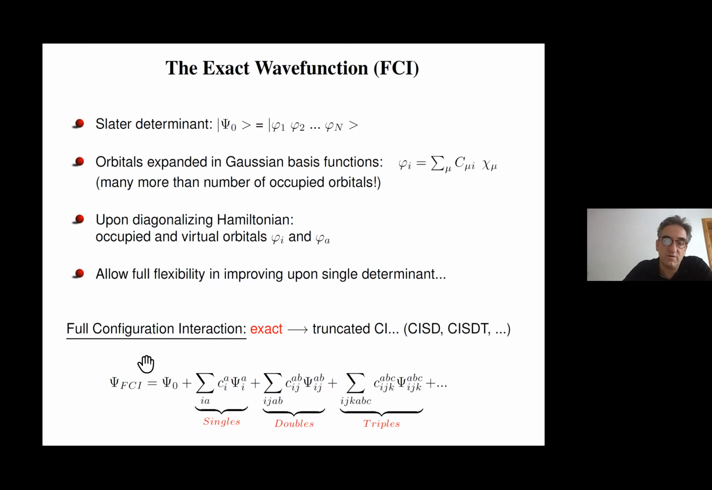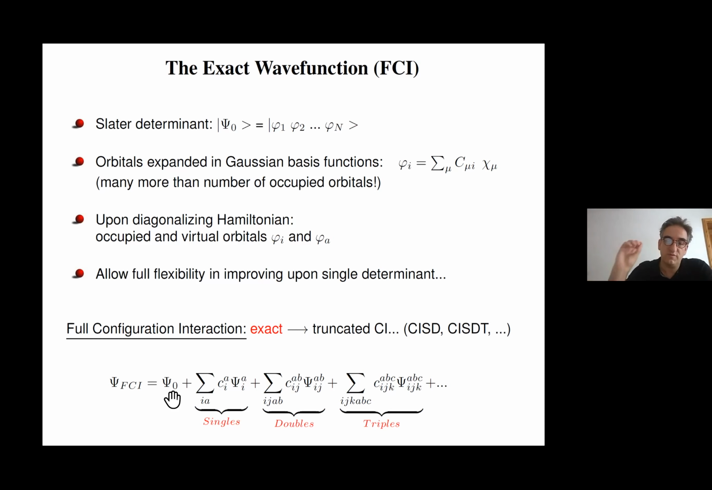This is the so-called full CI, full configuration interaction wave function. It consists of the single determinant which we started from, for example the Hartree-Fock determinant, and then we excite, or we build, all possible determinants with n electrons.